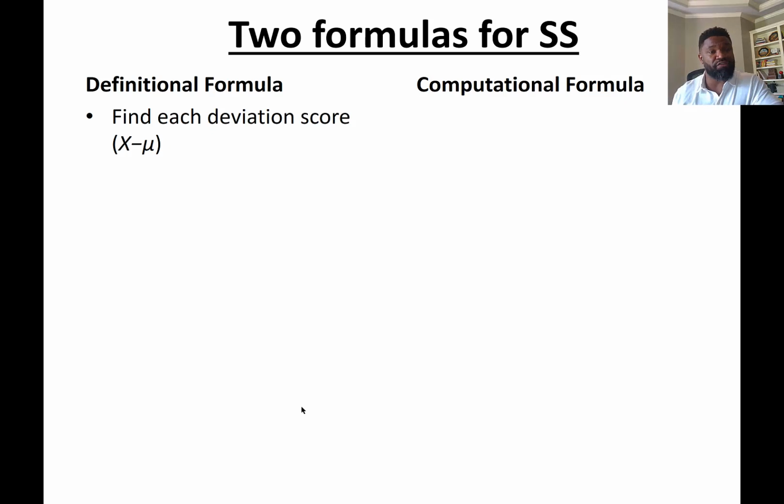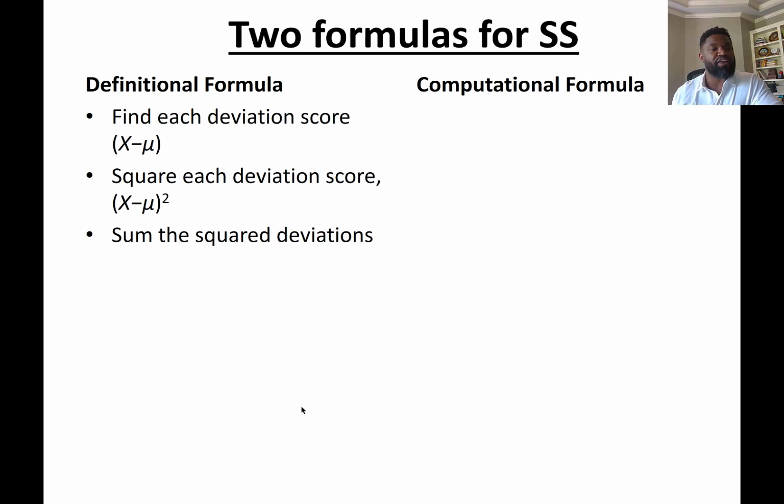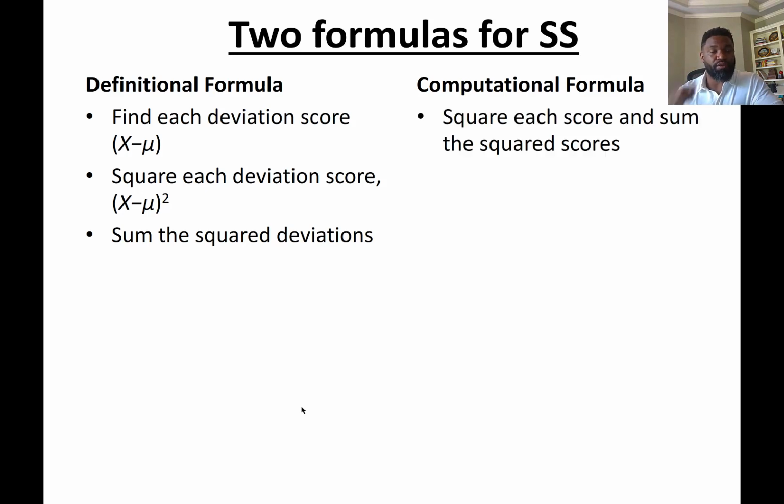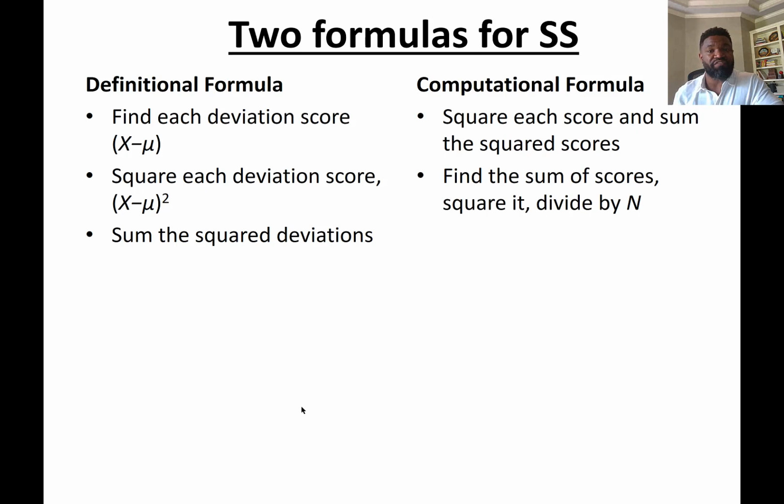So again, for the definitional formula, and we've talked about this like 3 times now, you find each deviation score, right? So you get each score and you subtract the mean from it. After that, you square each deviation score, and then you add them all together. Well, for the computational formula, what do you have to do? That first part says square each score and sum the squared scores together. Then you find the sum of the scores, square it, and divide by n, and then you subtract the second thing from the first thing that I just said a second ago.